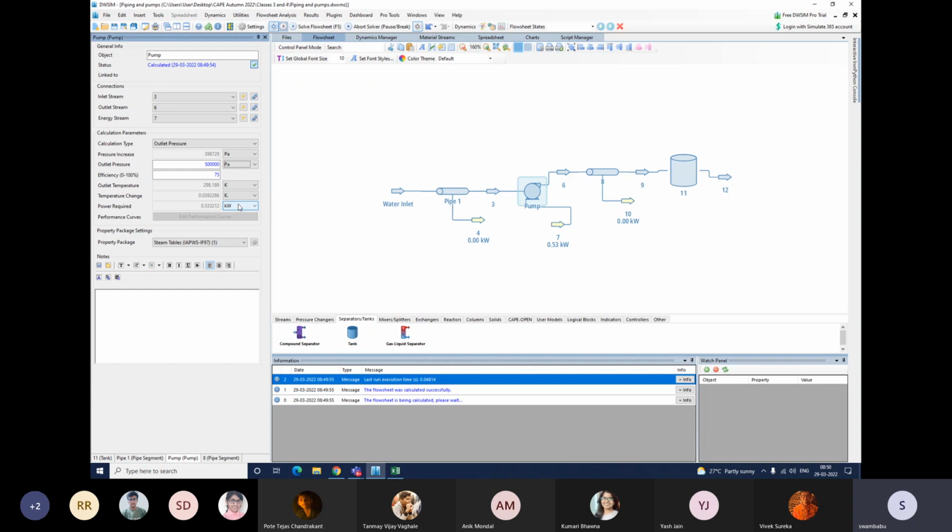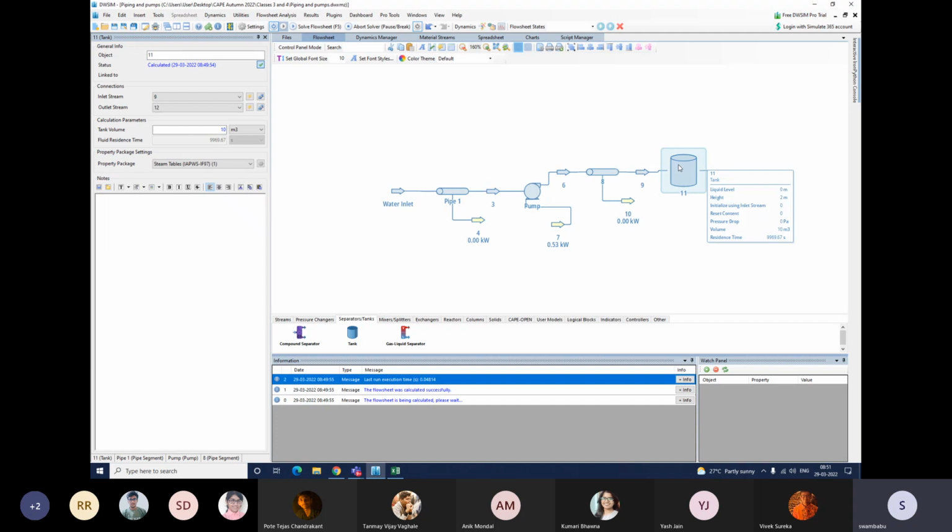If you want to design or select a pump for this process, you need a pump with a power requirement of 0.54 kilowatts, assuming that the pump is functioning at an efficiency of 70%. If the efficiency decreases, the power required will increase.